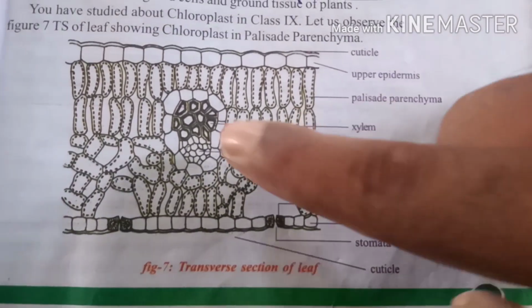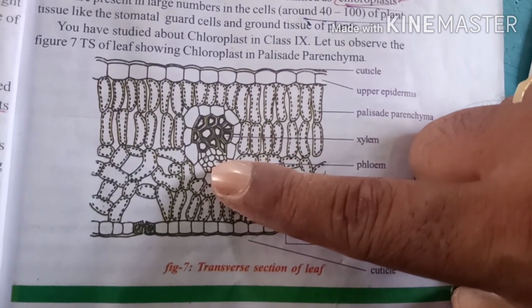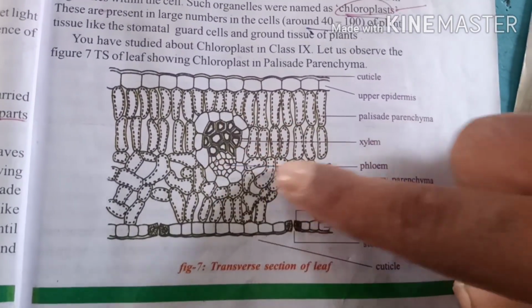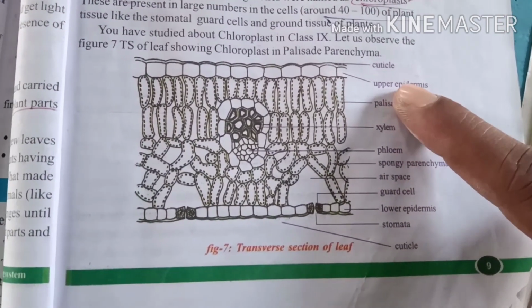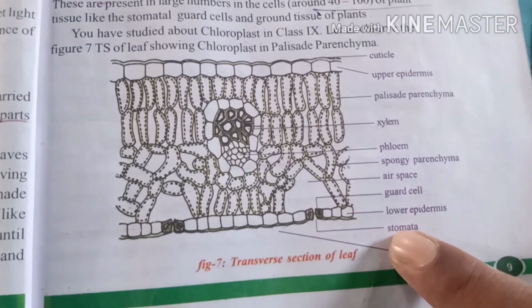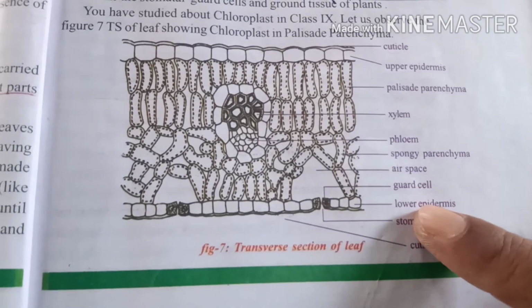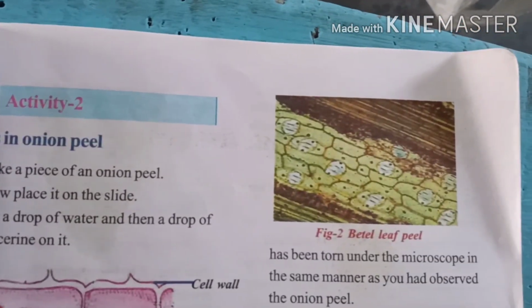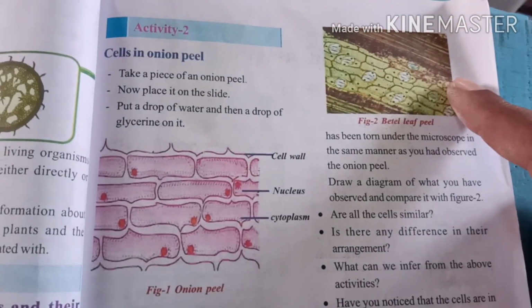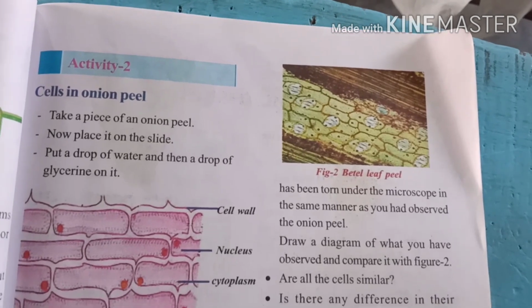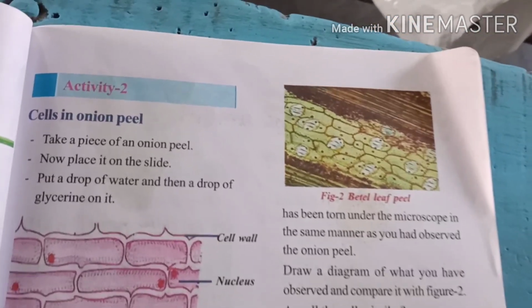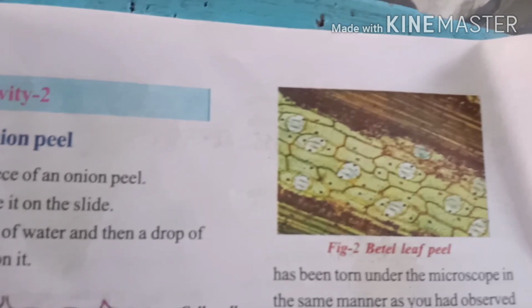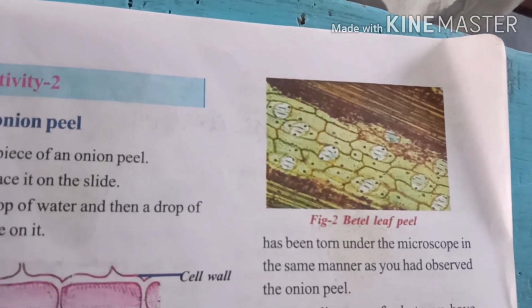For example, see, xylem and phloem are conductive tissue for water and food transportation, whereas the epidermis is for protection. The stomata are for the exchange of gases. So like this, the leaf has different roles for these different arrangements. So are the cells similar in this leaf? No, not at all, because they have stomata for gas exchange, air spaces, and xylem and phloem for food and water transportation. Next they are asking, is there any difference in their arrangement?